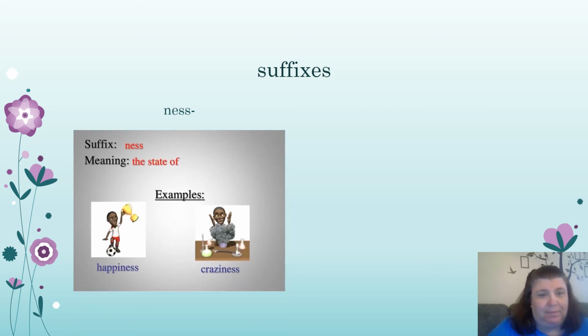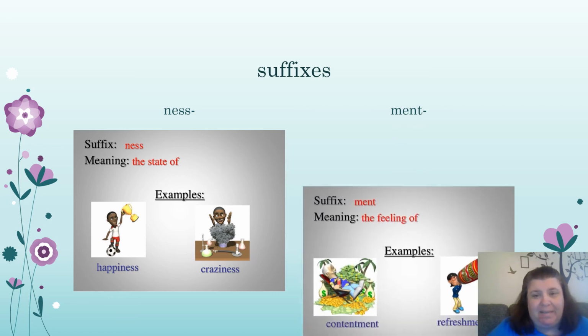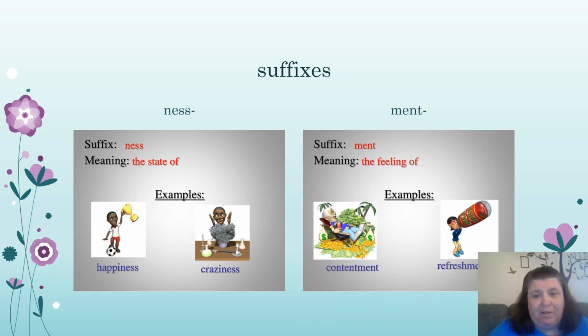Ness is the state of. Happiness, that means you're in the state of being happy. Craziness, which means you're in the state of being crazy. Ment, feeling of. So contentment, you're feeling content. Refreshment is the feeling of being refreshed.